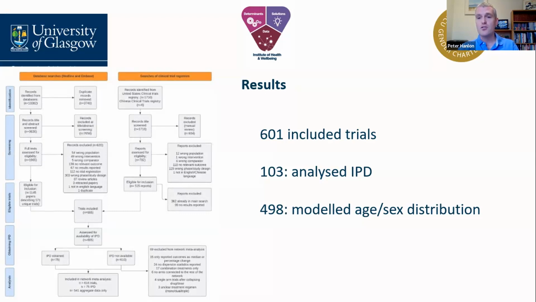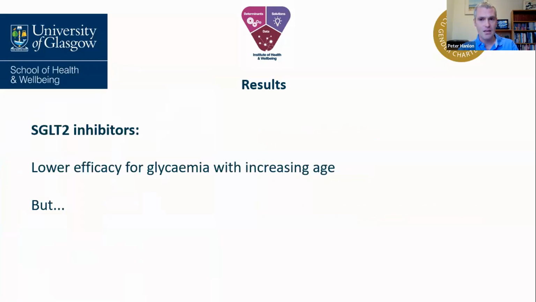For the remaining trials, we didn't have the IPD, but we collected data on the age and sex distribution of the trials. Working with David Phillippo and Nicky Welton in Bristol, we used that information to inform the network as well. He's done some really interesting work looking at how you can combine aggregate along with IPD data to gain a more precise and unbiased estimate of interactions.